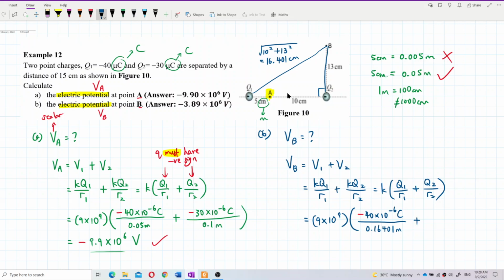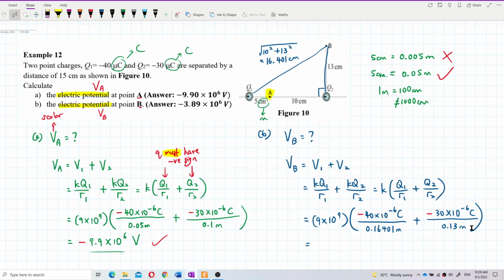And then plus Q2. Q2 is also a negative charge, so we must have a negative sign there. So it's negative 30 exponent negative 6 coulomb, and then divided by, okay, how far is the Q2 to point B? It's 13 centimeters. So change to meter, 0.13 meter. Okay, so I can calculate the value. Very simple.